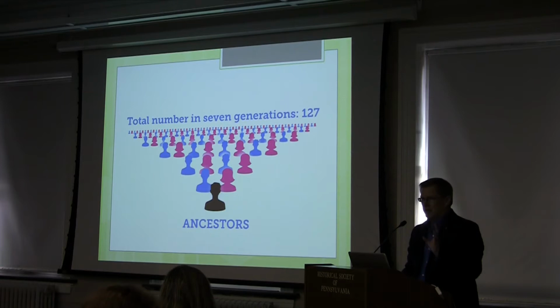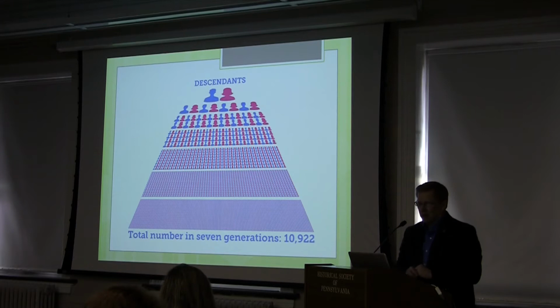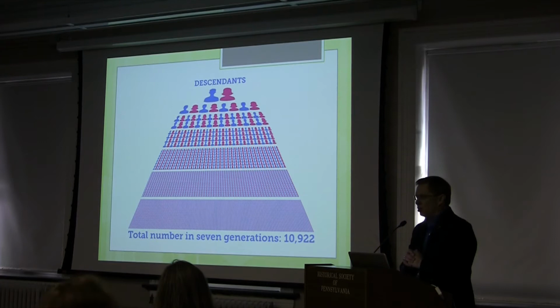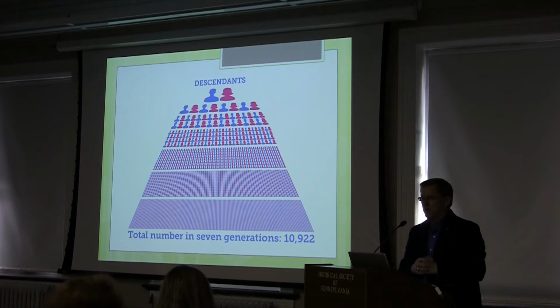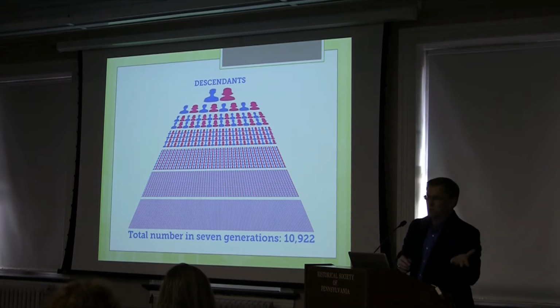Now, if you are doing descendant research, the total number in seven generations is 10,922. Don't everybody bolt and run from the room at this point. It is a staggering number. Think now about trying to deal with that type of population in your database. Many of you have very large databases on your desktop, and you've been managing these families for a lot of years. Now think about some of those families. Some of them have two children. Some of them have 17 children. You never know, and so we have to factor that in.